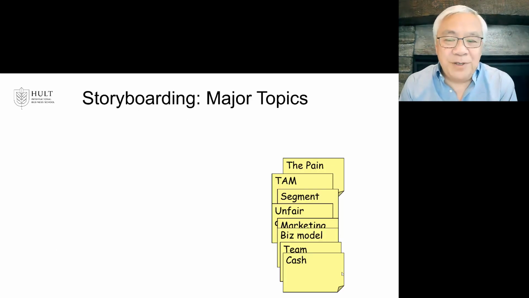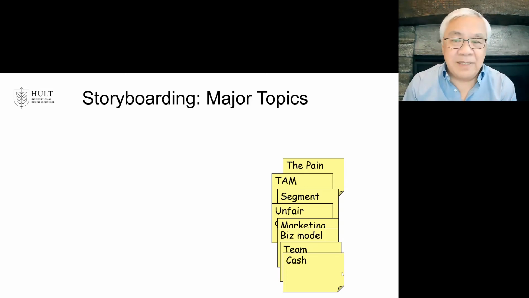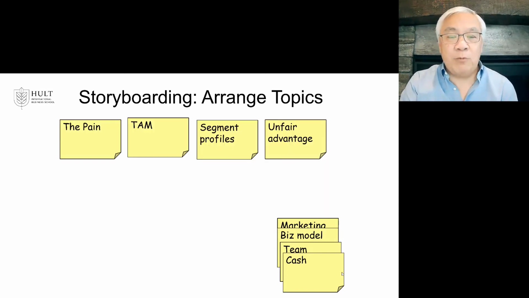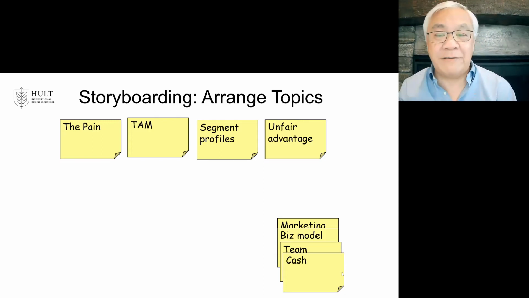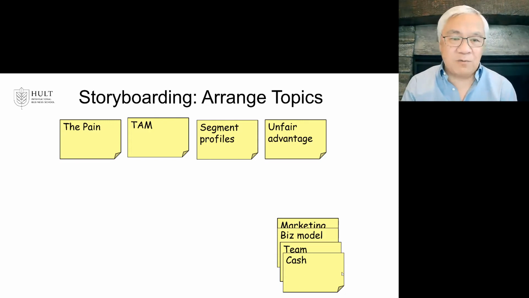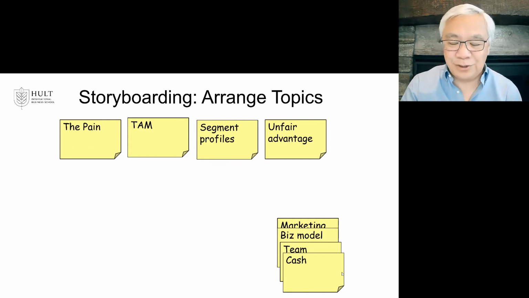So storyboarding, using a sticky example, you might have major topics, you put them in some order, and you recognize these as elements of what we're putting in for the ridiculously short executive summary. And then we'll arrange them into an order of the key aspects in a logical sequence. Here's the pain, here's the market, here are segments, and here's our advantage, right? Kind of the key aspects of why someone should care about your solution.